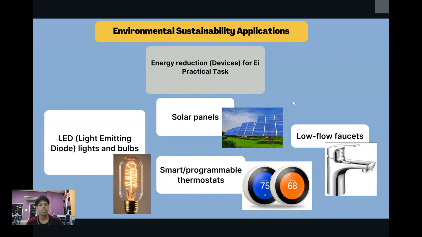First, we have LED, which is light emitting diode, bulbs. We have a picture here, an image of the bulb, solar panels, and then smart programmable thermostat, and last but not least, low flow faucet.